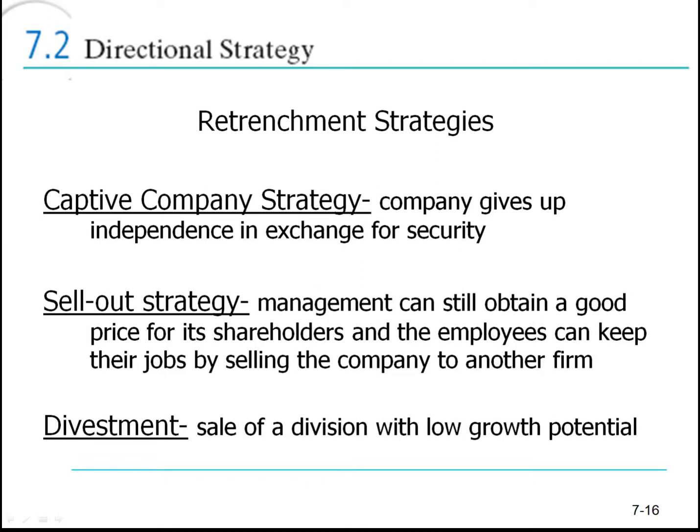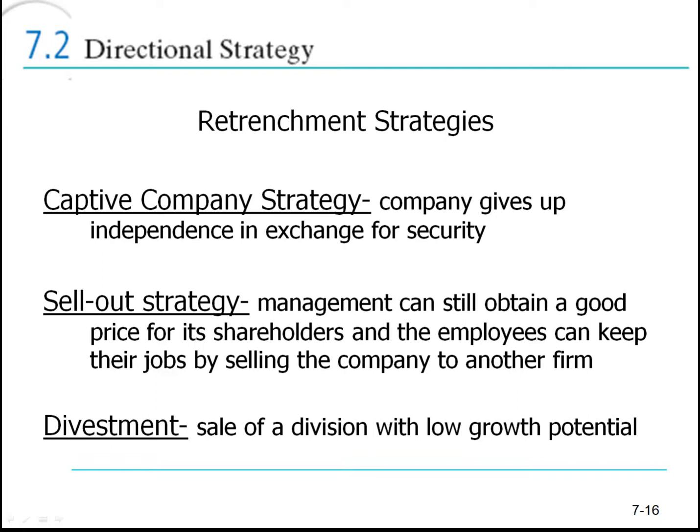Some additional retrenchment strategies are the captive company strategy, the sellout strategy, and divestment. So a captive company strategy is when a company gives up its independence for security. In this scenario, the company may give up all of its operations, all the control that it has, to a larger organization or to maybe a trust company or a turnaround company, and in exchange for security, that company brings in money to stabilize the bills, to pay your suppliers, to pay your employees, whatever needs to be done. The company has ongoing security and continuity because it's now attached to somebody else or something else that's stronger than what it is.